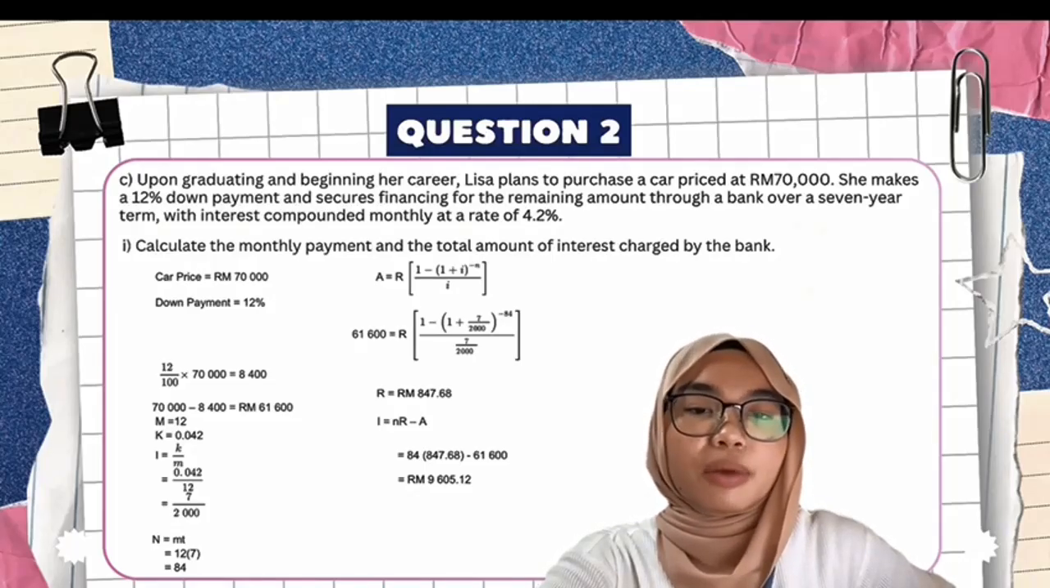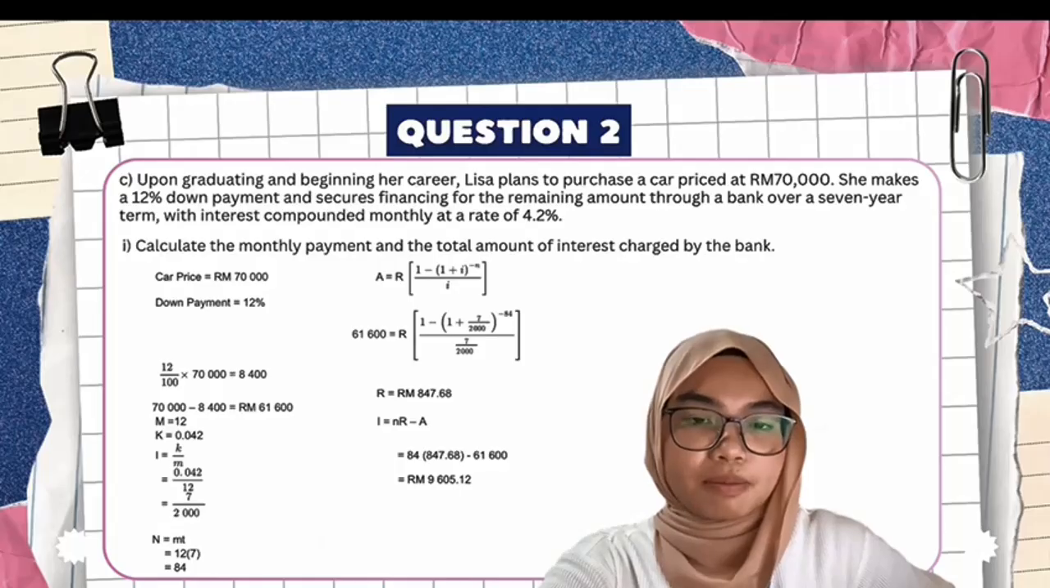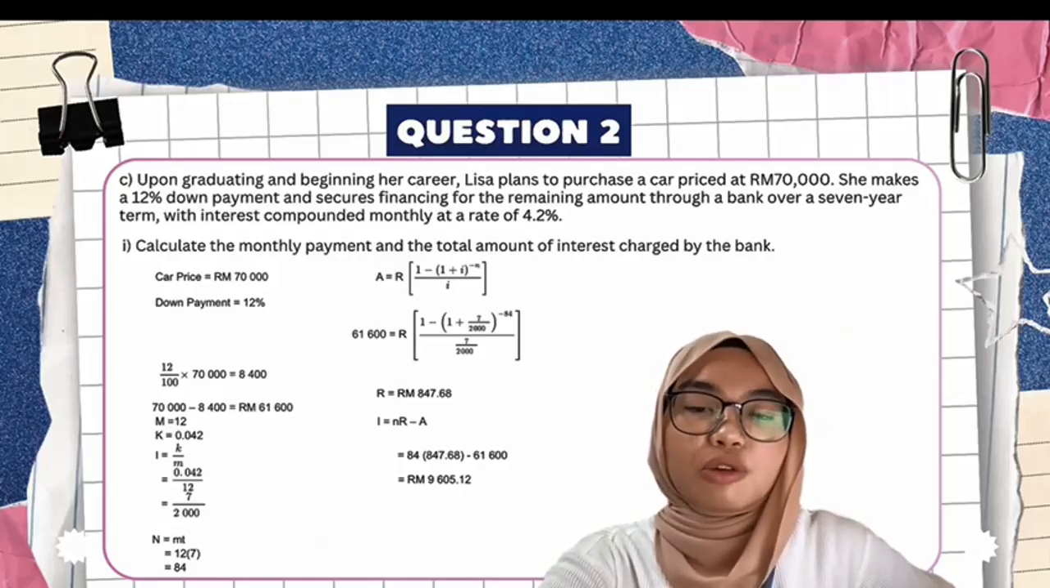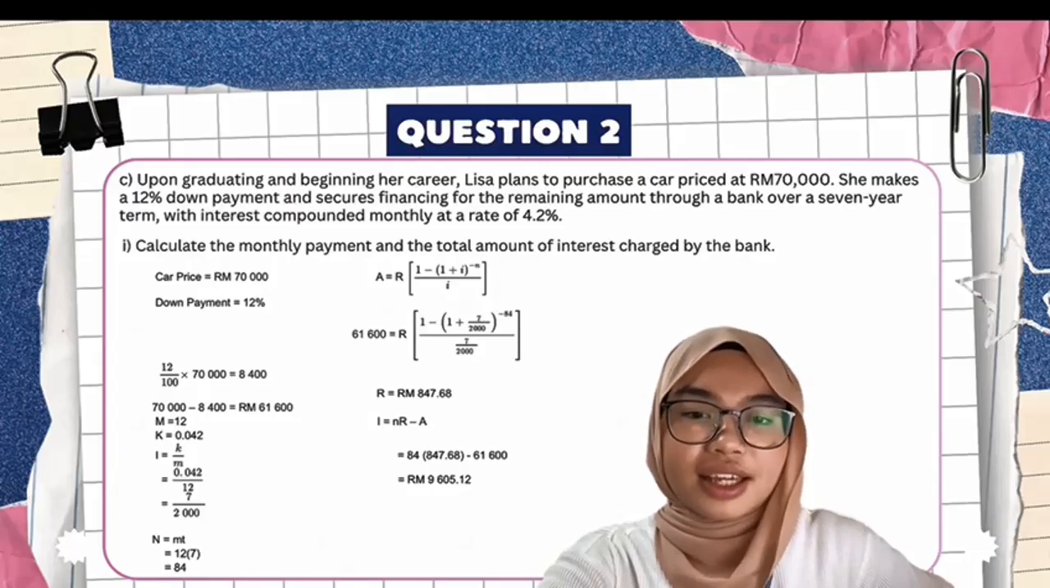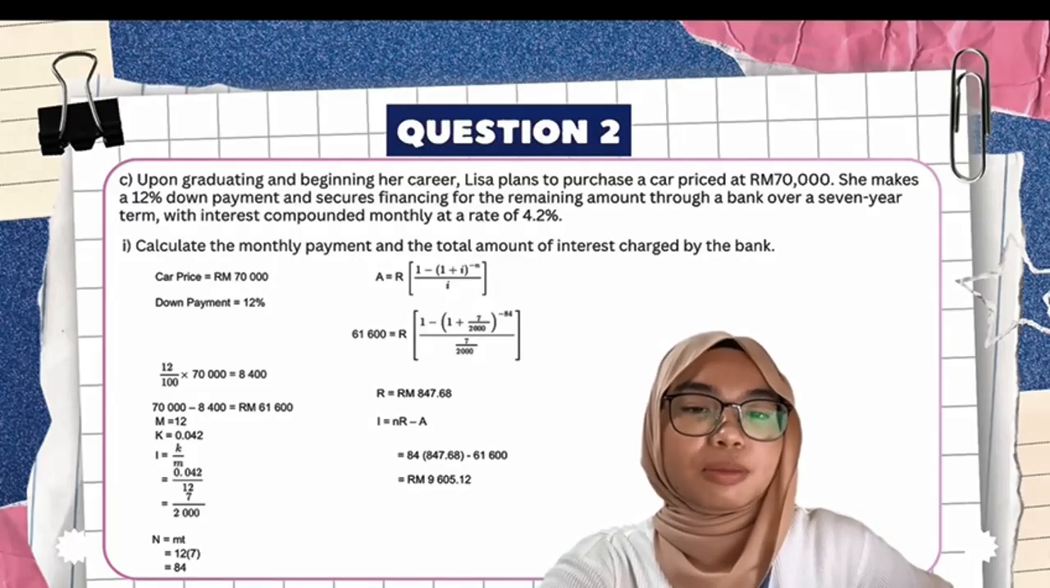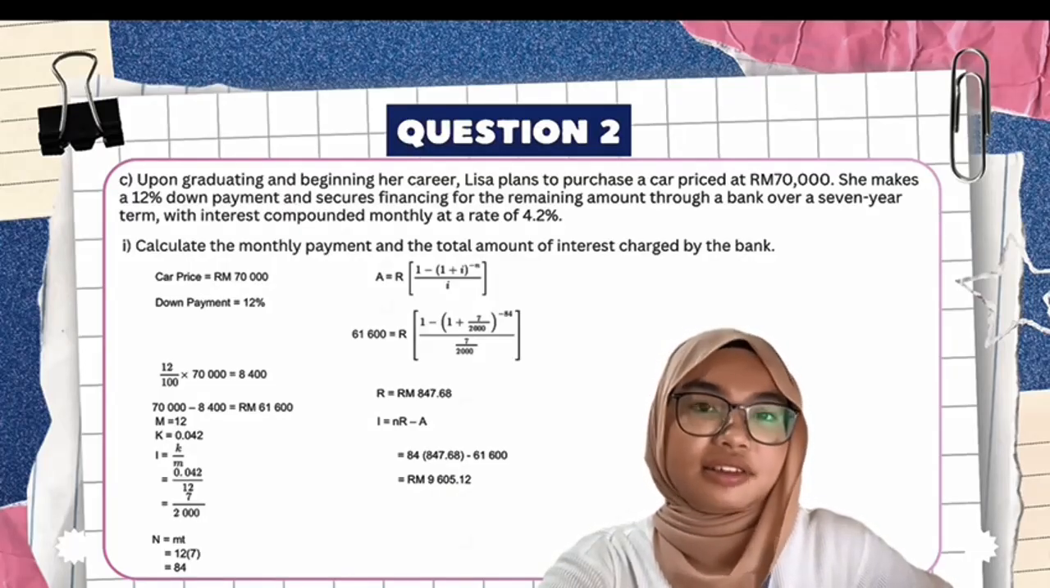The total number of monthly payments is n equals m multiplied by t, where 12 multiplied by 7 equals 84. Using the annuity formula A equals R[1 − (1 + i)^(−n)] over i, and substituting A equals 61,600 ringgit, the monthly payment is calculated to be 847 ringgit and 68 cent.